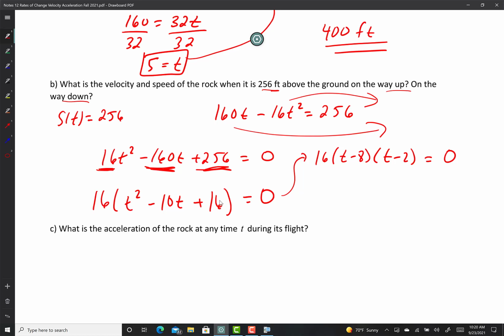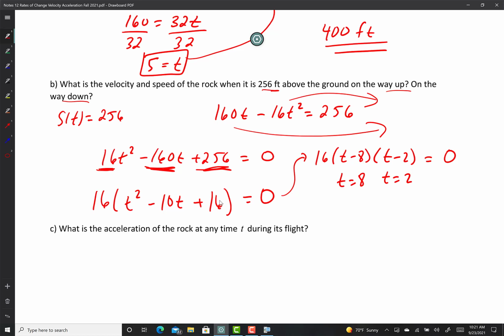So now what are my two solutions? 8 and 2. Now can you tell me which one is on the way up and which one is on the way down? The one on the way up is 2. It has to be, because the dynamite goes boom, and then you can't tell me that at 8 it's on the way up and at 2 it's on the way down, because 8 is further along. Does that make sense, guys?